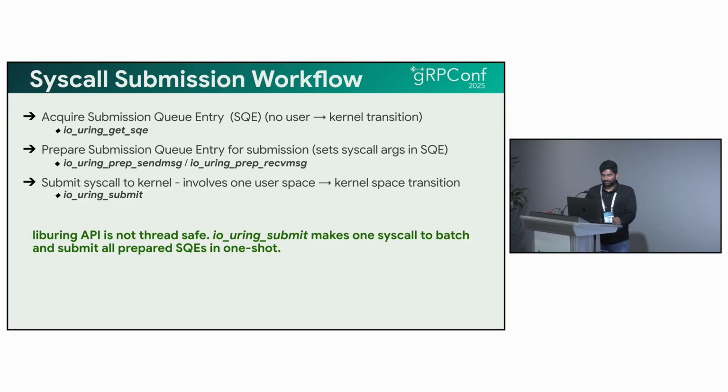The liburing API is not thread safe, so we need to account for that in our implementation. And the IO submit makes one syscall to batch and submit all prepared SQEs in one shot. Now, this is a key aspect that I'll come to a bit later.